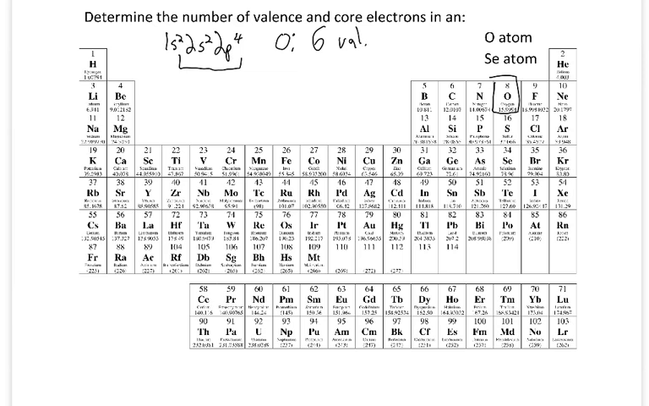And then any electrons that aren't valence are core. So oxygen has a total of 8 electrons. If 6 of those are valence, 8 minus 6 is 2. So oxygen has 2 core electrons.